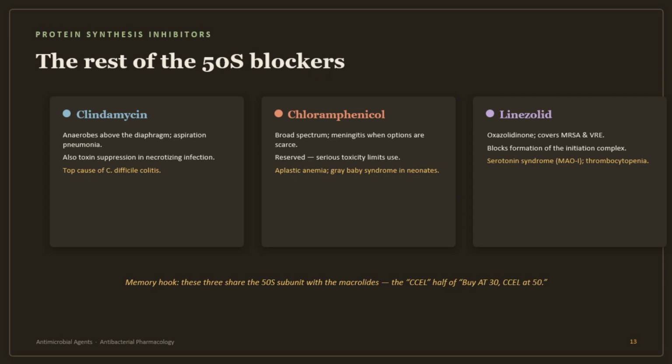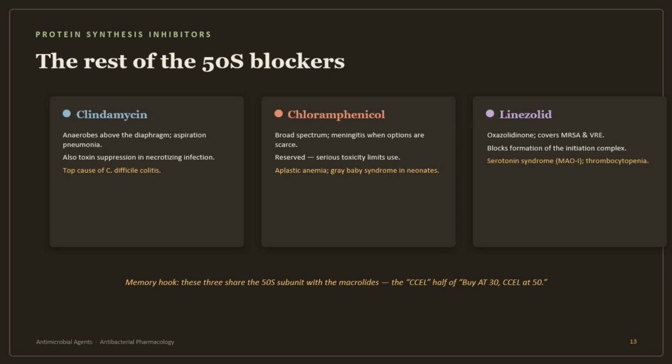Linezolid is an oxazolidinone that covers the tough ones, MRSA and VRE, by blocking formation of the initiation complex. Watch for serotonin syndrome, since it's a weak MAO inhibitor, and thrombocytopenia.